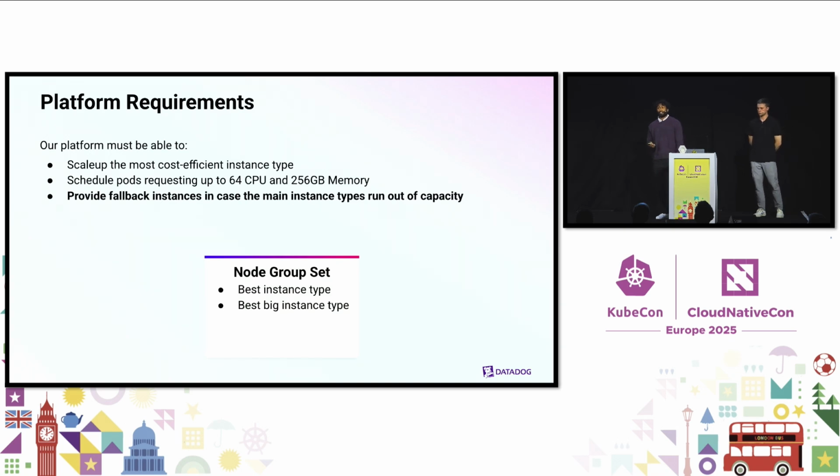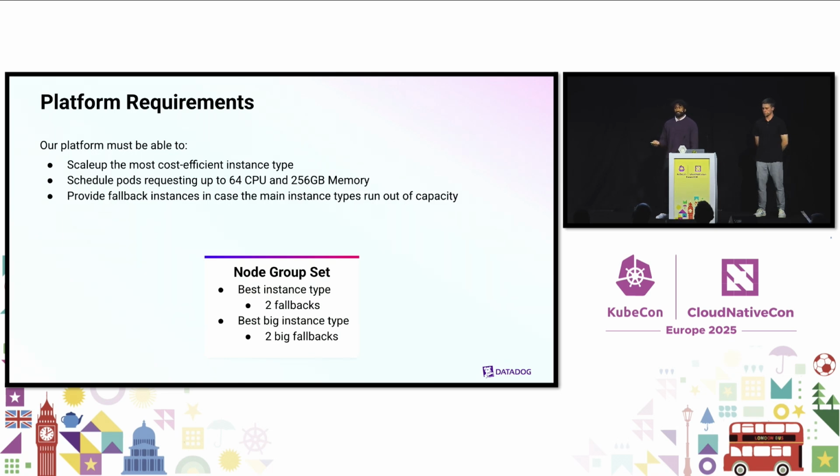Another thing is at our scale, we often can't rely on the cloud provider having enough capacity for a single instance type. We're going to have some fallbacks just in case. So we're going to create 2 fallback node groups for each of these main instance types. So now we have 6 node groups in our node group set, and we're going to guarantee we always have the best node group while not creating too many.